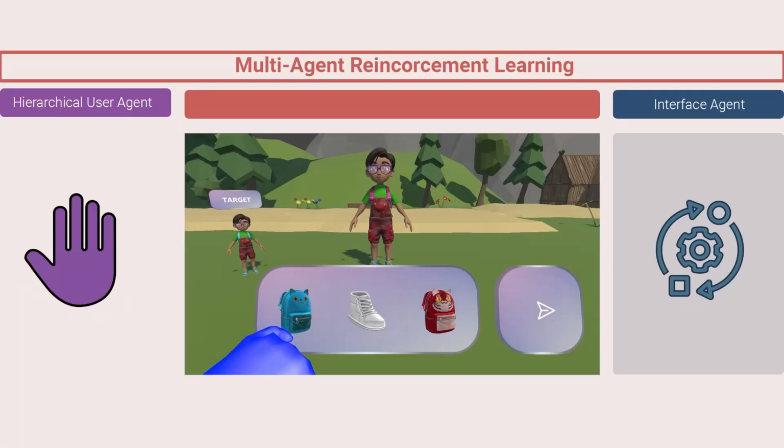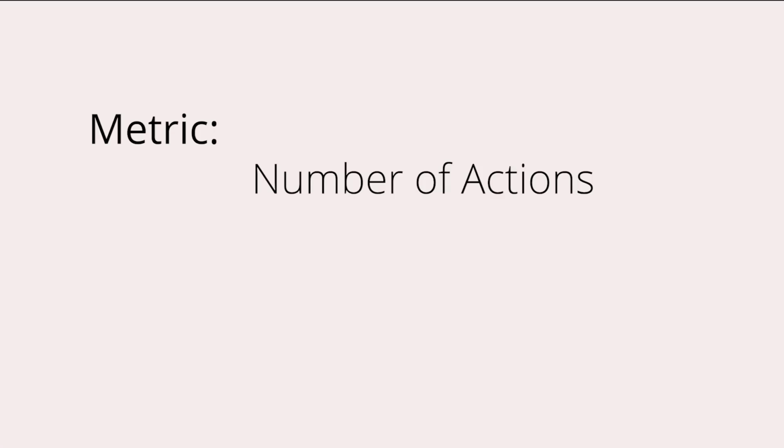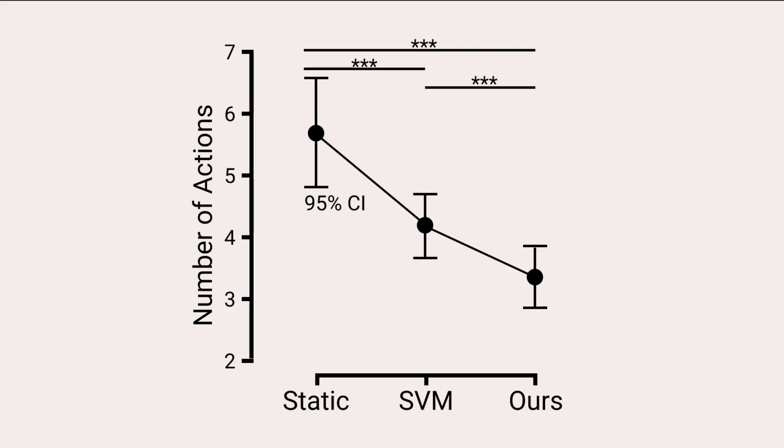In a user study, we replace the user agent with real users. We compare the number of actions a user needs to successfully align the game character with a target in 3 conditions: our method, a static baseline, and a supervised learning baseline. Our method significantly improves the number of actions needed for real users compared to the static and supervised learning baselines. Please see the paper for more information.